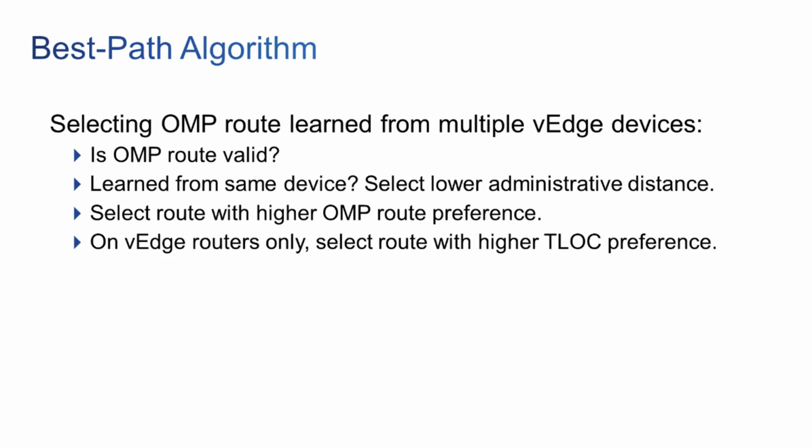Now, if we're on the vEdge routers, and this would actually happen only on the vEdge routers, if those OMP route preference values are equal, we select the OMP route with the higher TLOC preference value. Again, that is a value that we can configure, and we're looking to create an additional tiebreaker. Okay? If the TLOC preference values are equal, then we start to compare things like the origin type.